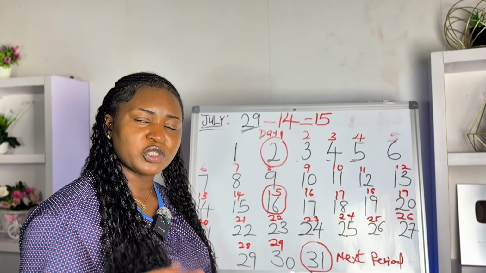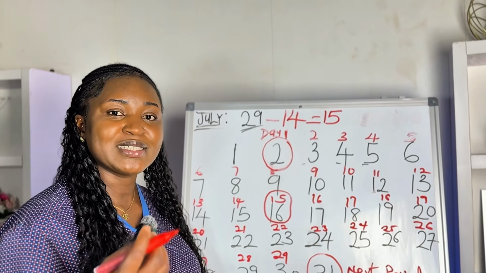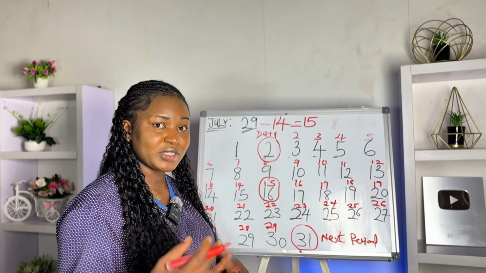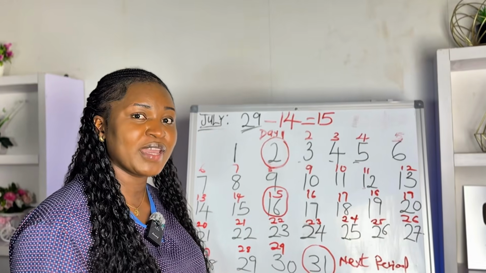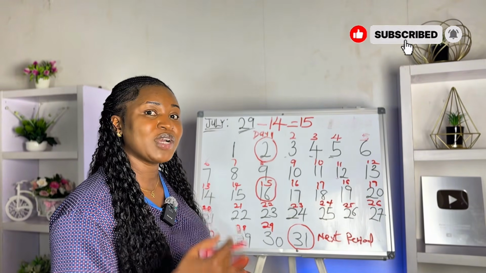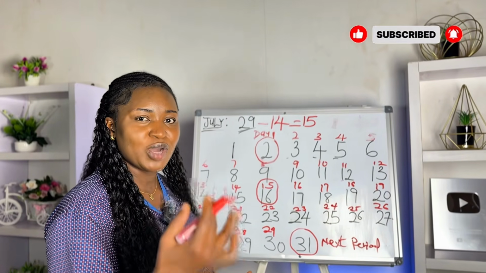Now, in case you don't know, ovulation is the day your ovary releases an egg, and it's the most fertile day in your cycle. This is when you have a higher chance of getting pregnant. Now, back to your comments. Since you already have your cycle length there, subtract 14 and tell me when you are ovulating.